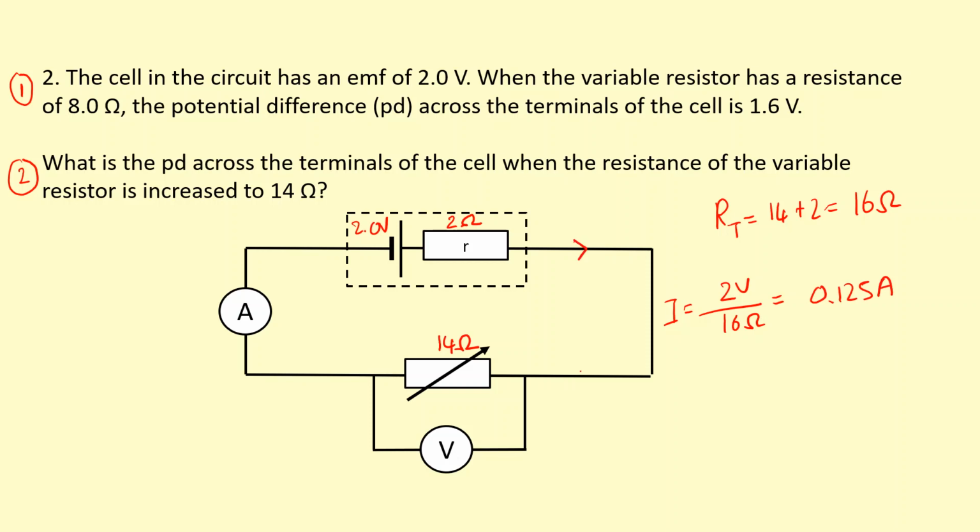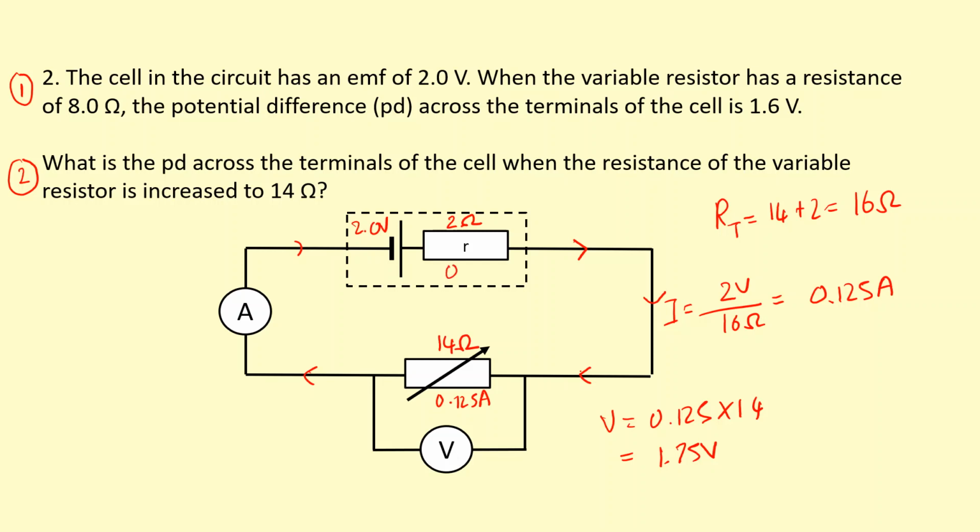So you can see the current has decreased from 0.2 to 0.125. That makes sense. Now that current is going to flow through the load as well, so it's going to flow through here, 0.125 amps. That means I can work out the terminal voltage when I've changed it to 14. V equals IR, so V is equal to 0.125 times 14. That gives me 1.75 volts.